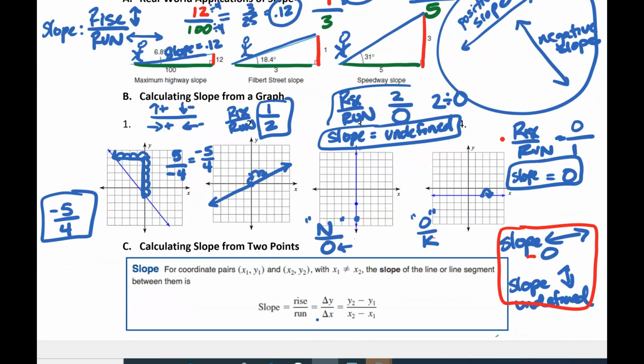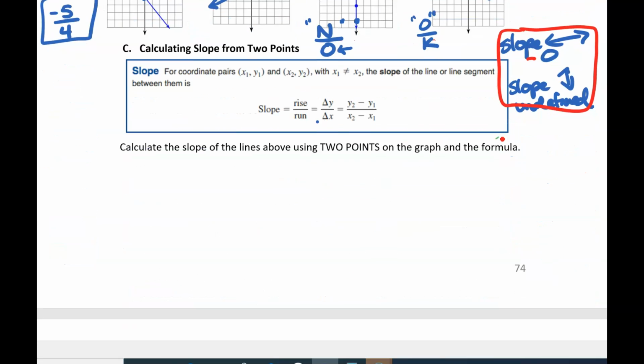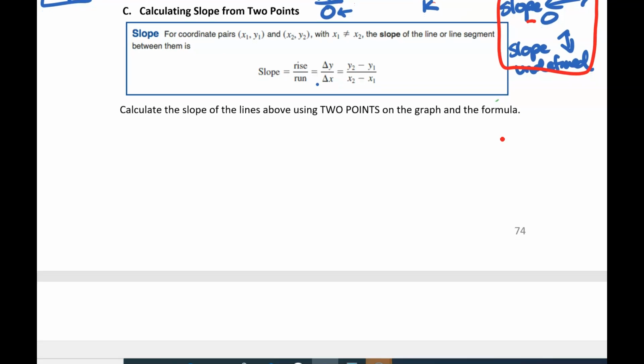All right, so let me just scroll down here. We've calculated the slope when we have a line. Now let's talk about how you calculate slope from 2 points. I'm sure all of you have taken an algebra class at some point, and you would have learned how to calculate slope from 2 points. And more often than not, you learn this formula right here: y2 minus y1 over x2 minus x1. And that's assuming that you have these 2 points up here.